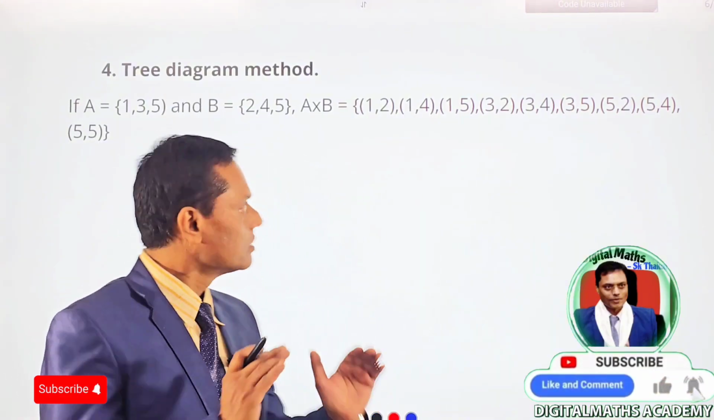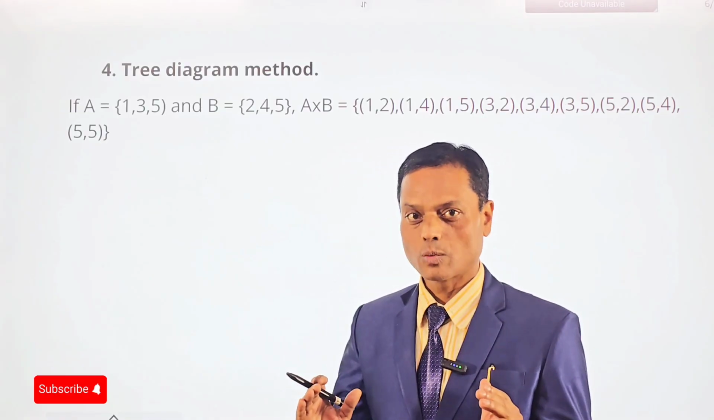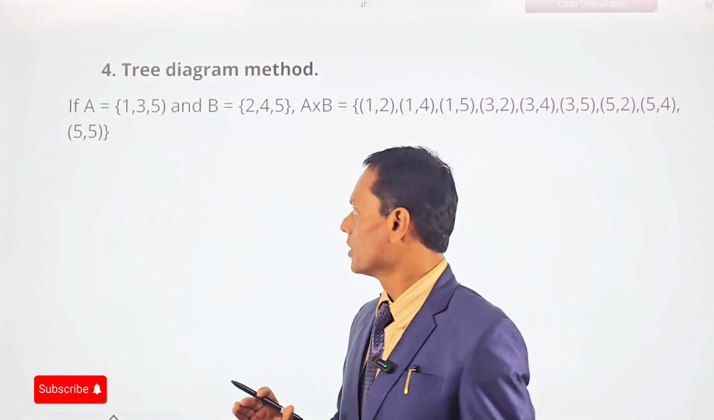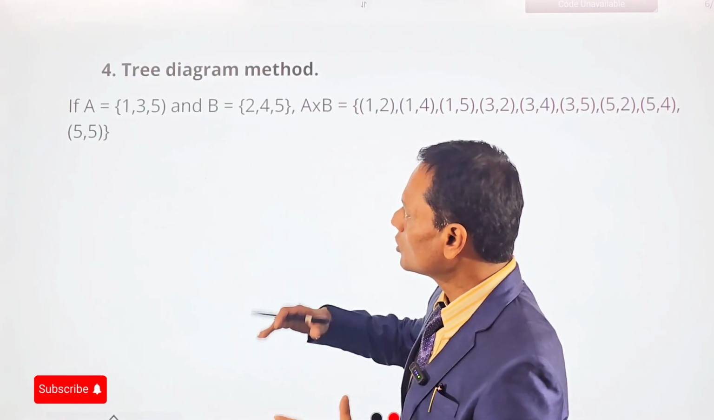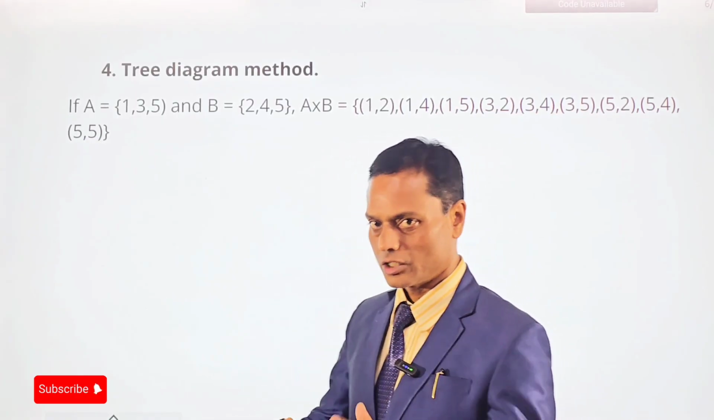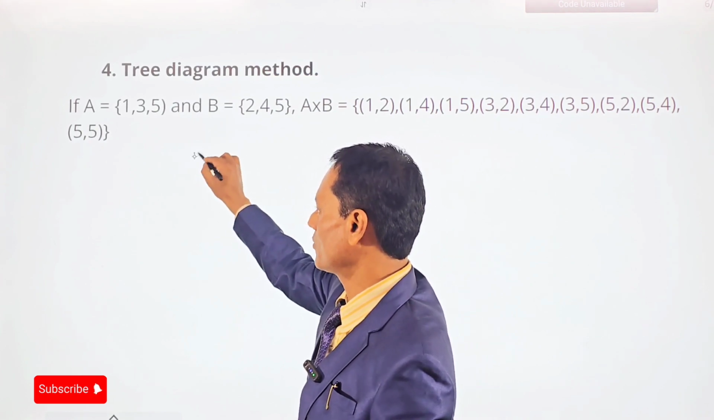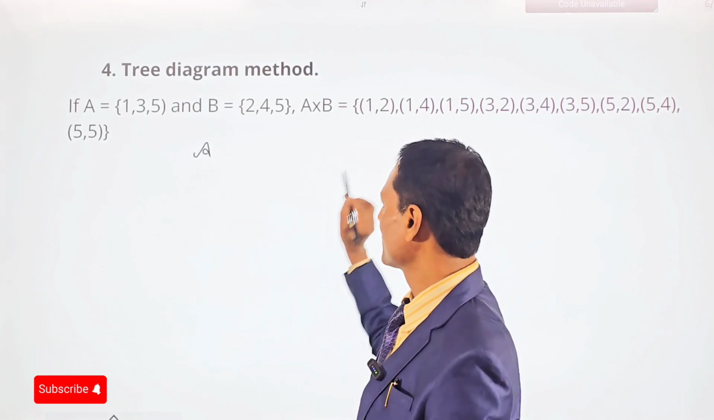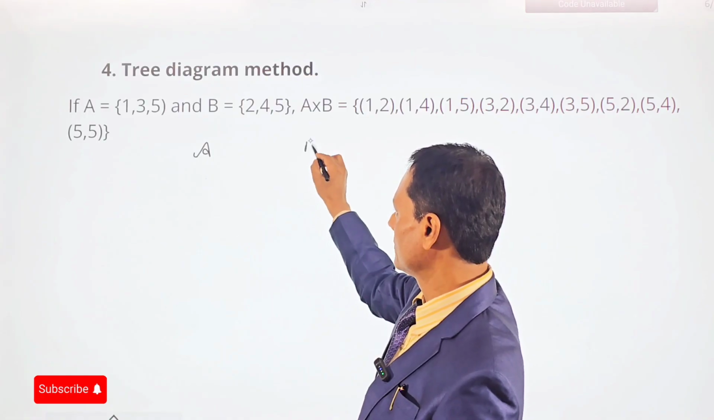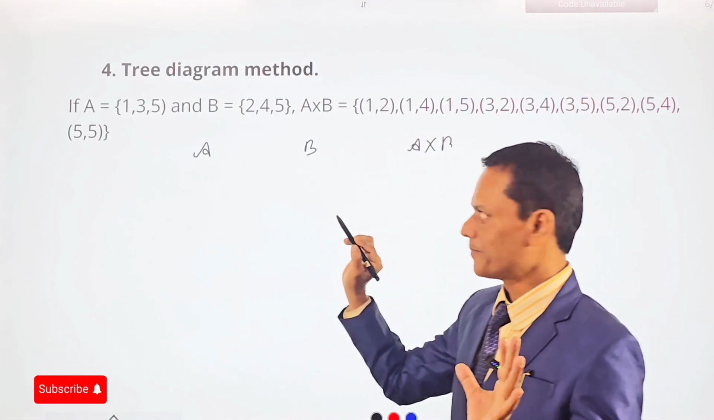The next way is the tree diagram method. Yes, we see the branches in a tree, right? So how do we show the Cartesian product in the tree diagram method? First of all, we have to write A here. Then write B, and here we can write A cross B.